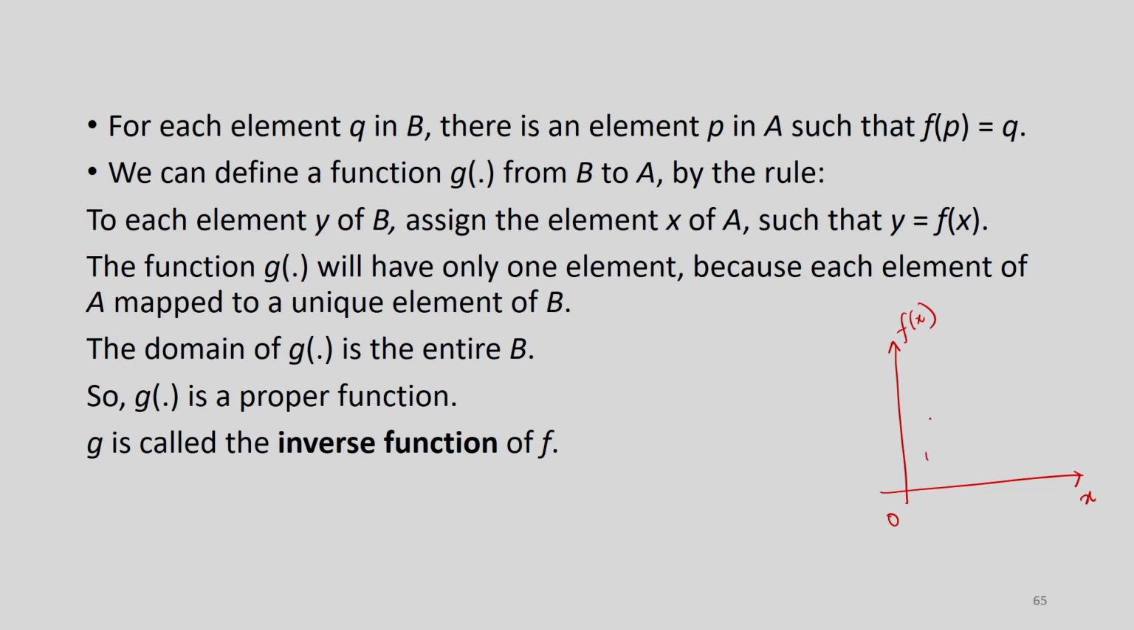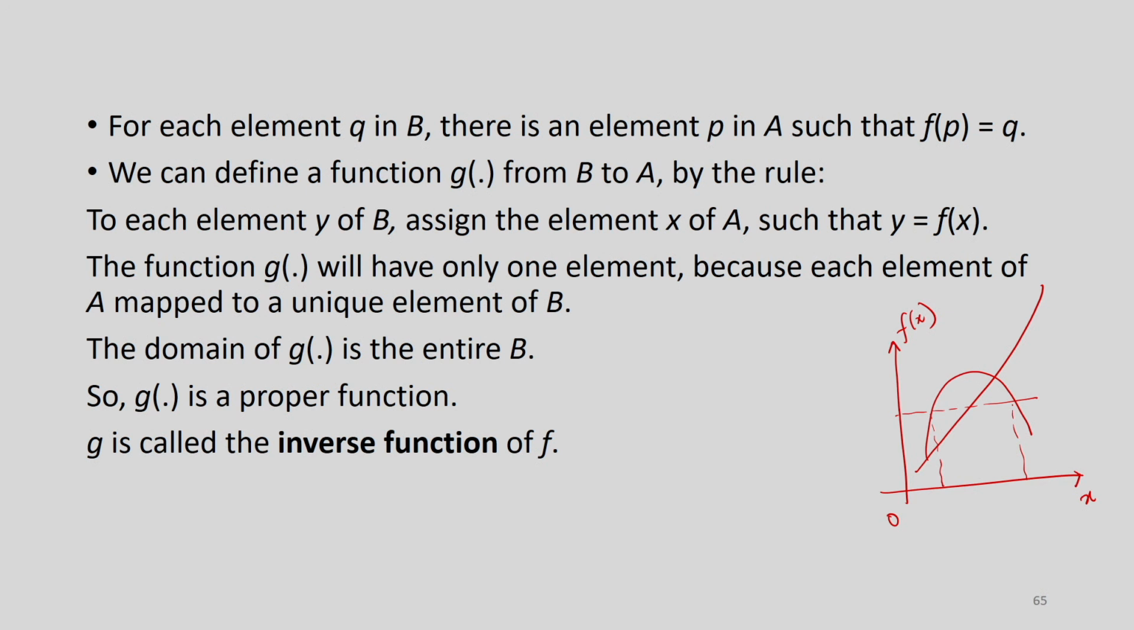Suppose you have a function like this, then you take a particular value of y, and it maps to two values from the domain. So, this is not a one to one function, whereas if you take a function like this, then this could be a one to one function, because here no matter what y you take, you map to a unique element of x.